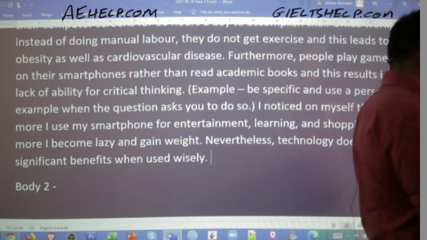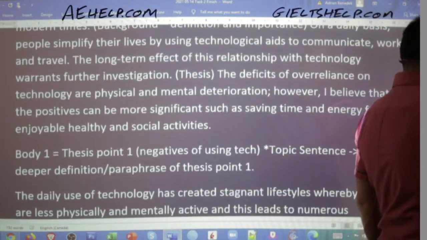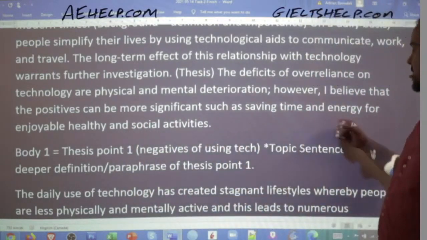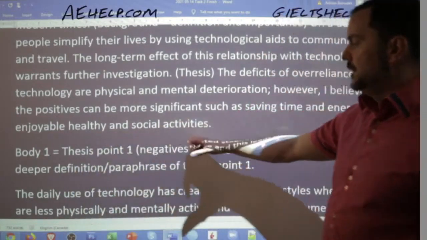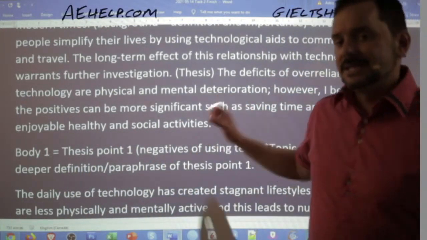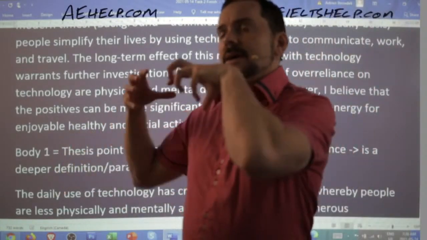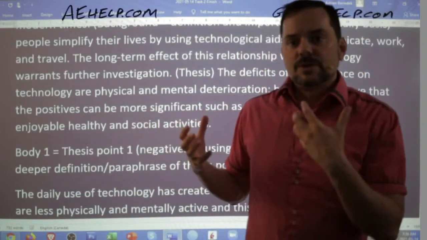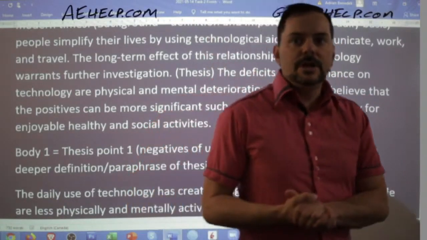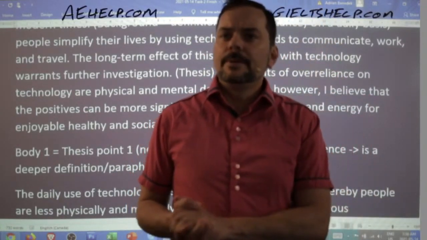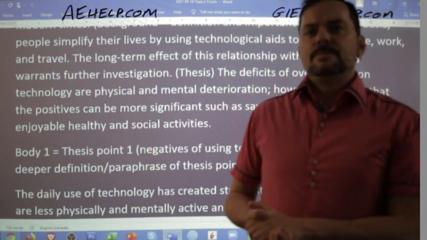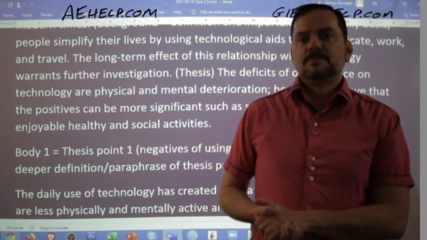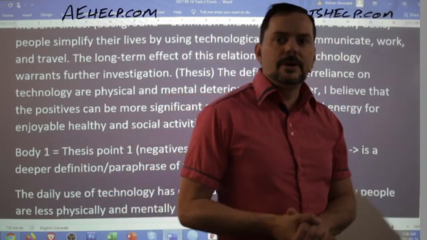Now, again, before I write body paragraph 2, I'm going to read my second thesis point. Okay, so however, I believe that the positives can be more significant, such as saving time and energy for enjoyable, healthy, and social activities. Okay, so that's my second thesis point. It's the side that I'm arguing for, so it's the side that I want to emphasize, that I want to give more strength on, okay? All right. Janiel says, nevertheless, technology is more beneficial when used precisely. I would use the word wisely or smartly. Okay, Janiel? All right.